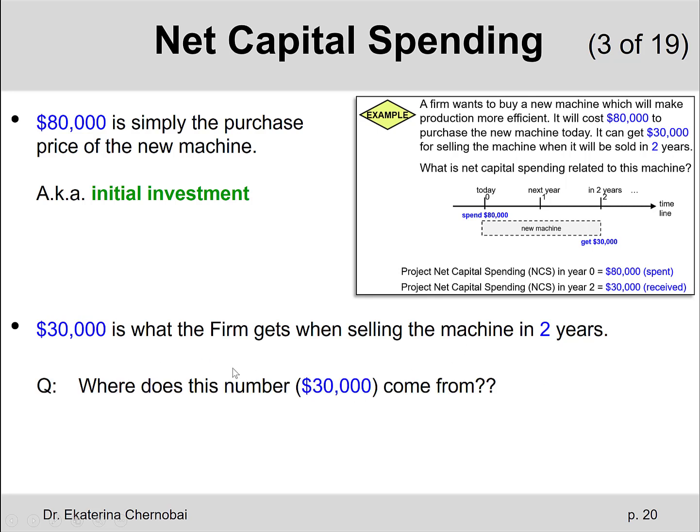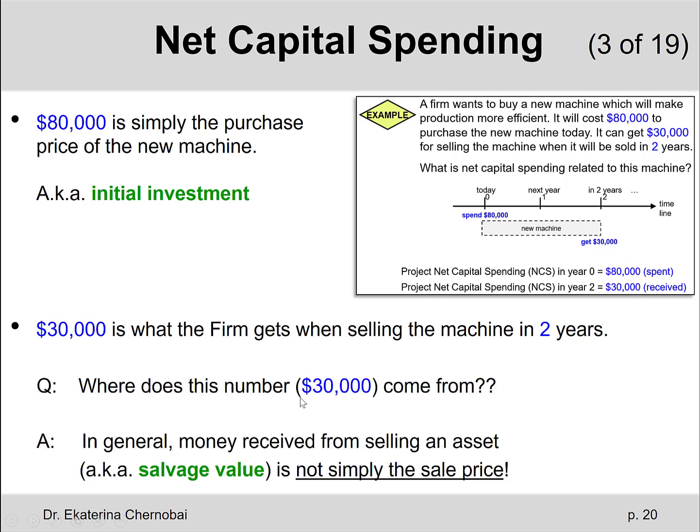This is actually not simply the sale price. It's not what some buyer would be paying you. It's what we call salvage value. Actually, the most accurate term is the after-tax salvage value. And it reflects more than just the sale price. So let's see what exactly is going on.